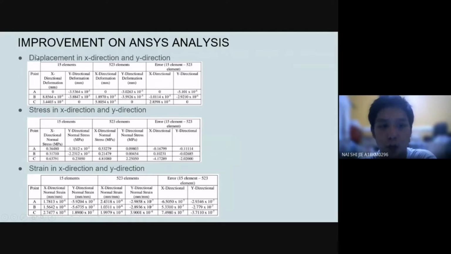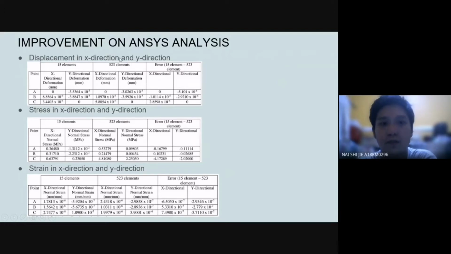After that, we compare the displacement, stress, and strain in both x and y directions for both cases, which is when 15 elements and 523 elements are used. We found that the displacement, stress, and strain at points A, B, and C are different when we use a different number of elements. This is because the entire geometry of the model will have a slight change when we increase the number of elements. So the optimal number of elements is the best option for us to determine the most accurate result.